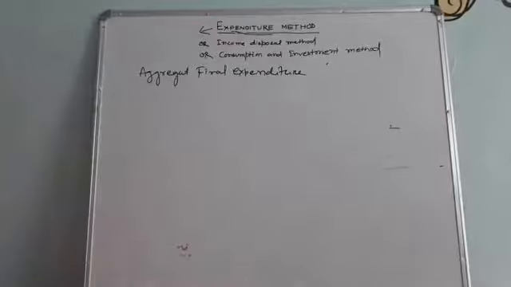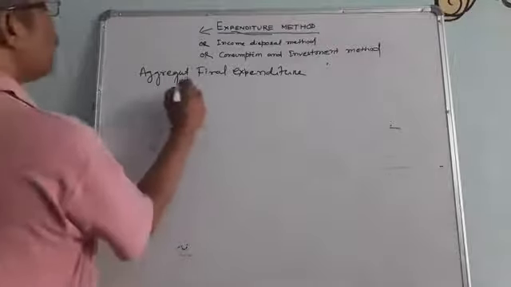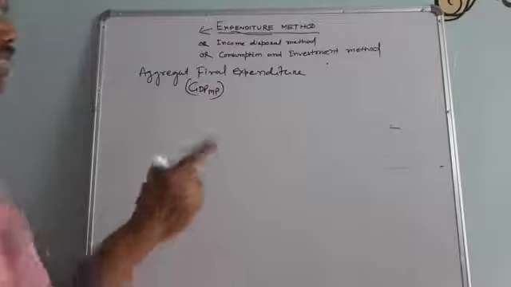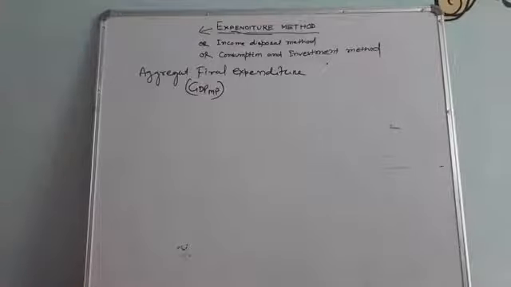Aggregate final expenditure, which is to be called GDP at market price in an economy in an accounting year. That is to be called the expenditure method.